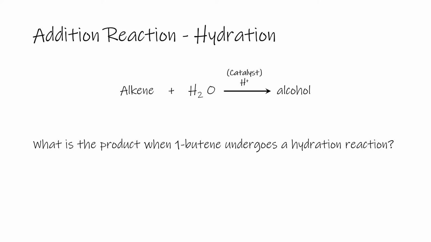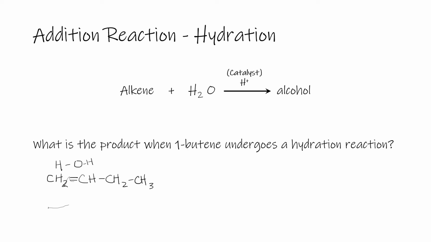Let me write out, what is the product when 1-butene undergoes a hydration reaction? So let me write this out. We have CH2 double bonded to a CH, then we have CH2, CH3. And this is a hydration reaction, so we're adding water. I'm going to write that, and the reaction takes place at the double bond again. So I'm going to write the water, HOH, here.